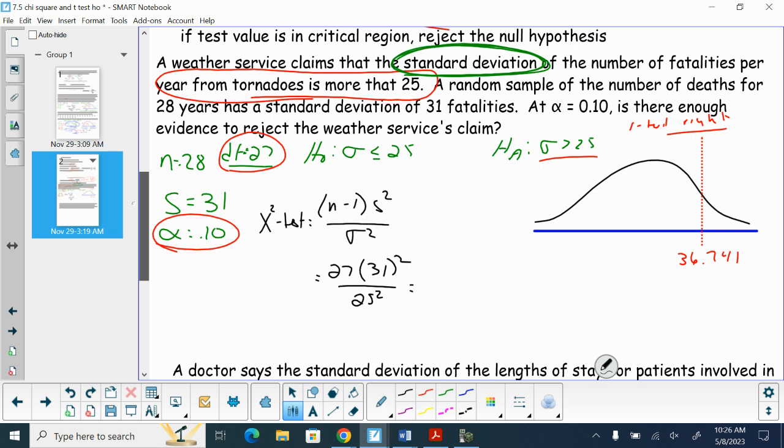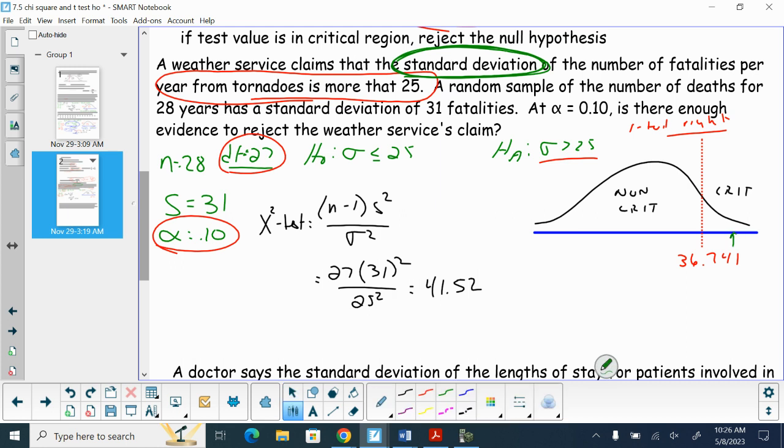Adam, what do you come up with? 41.52. Okay, once again, we have non-critical and critical regions, it still stays the same. It's just a number line, and the test value throws us into our critical region, so we can reject the null hypothesis of standard deviation equal to 25. And it's actually greater than 25.